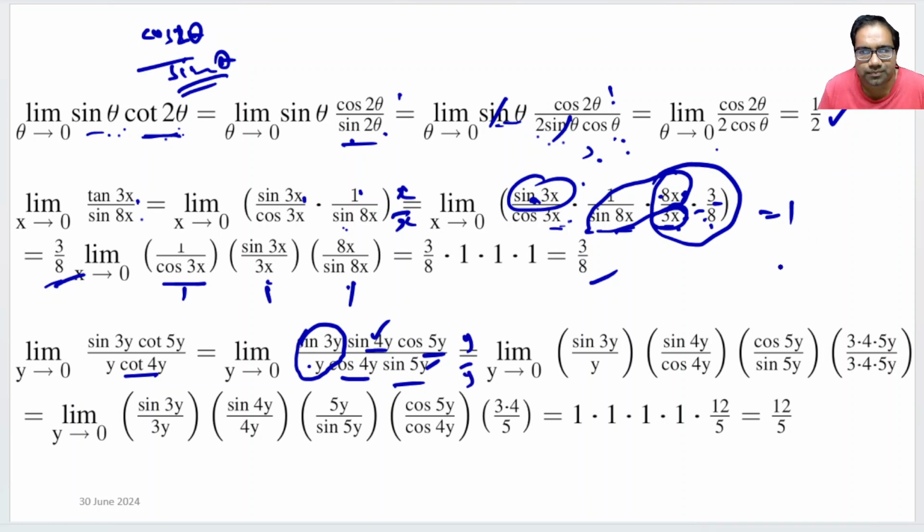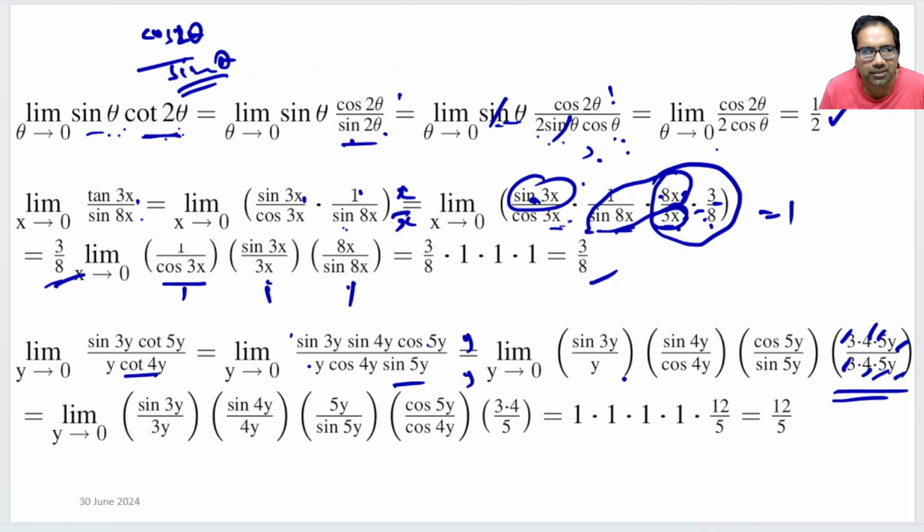So what we will do? We want first y and y in the numerator. At the same time, we want 3 and 3 in the denominator. We want 3 and 3 together, and we want 4 and 4 together, and we want 5 and 5 together. So basically, this part is equal to 1, but just to get in sin theta by theta format, we are doing this. Now, what is this?